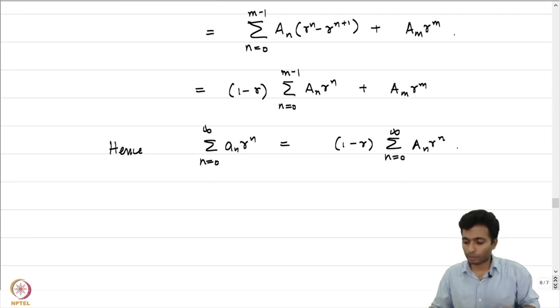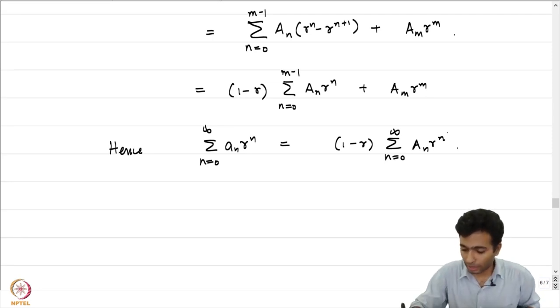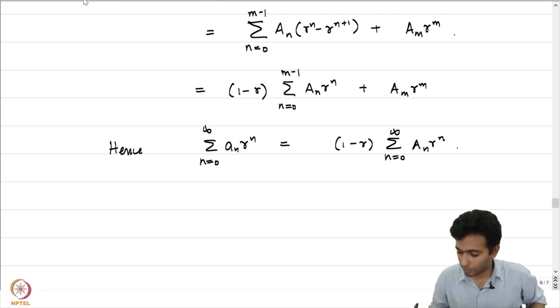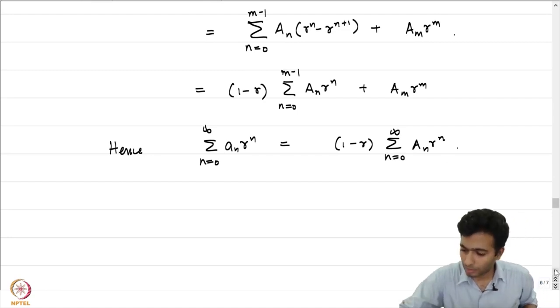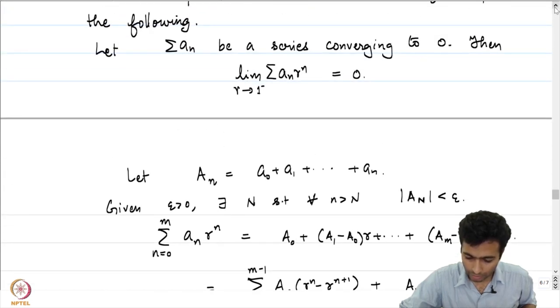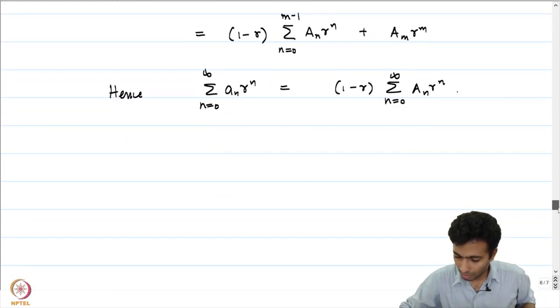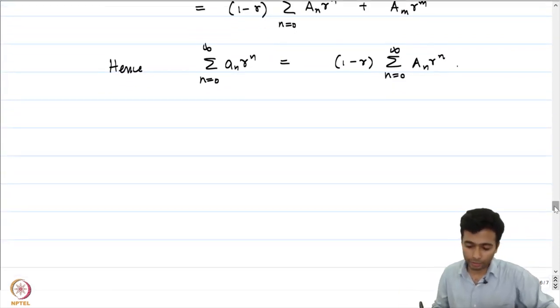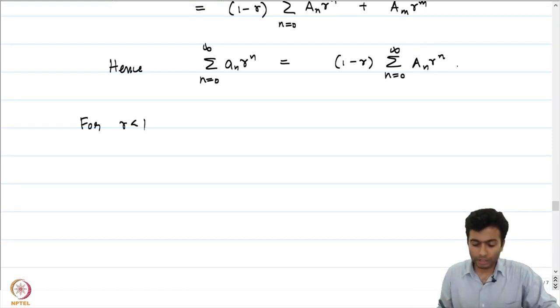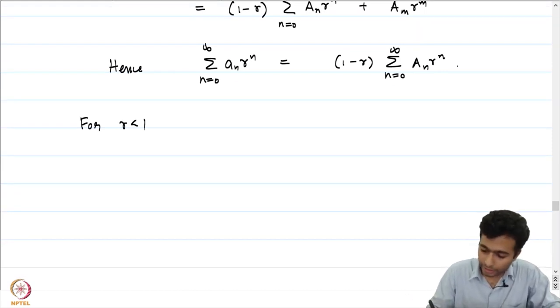Of course, we have to now study what happens to the series on the right. We are yet to explore the convergence of this particular object for r less than 1. Did we put the condition that r is less than 1? Okay, we have still not put the condition r less than 1. So for r less than 1, let's see what happens to the right hand side. Consider the RHS.